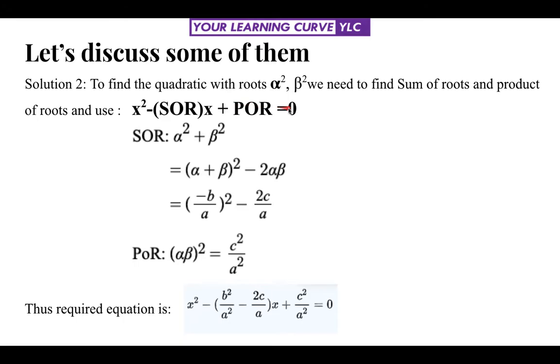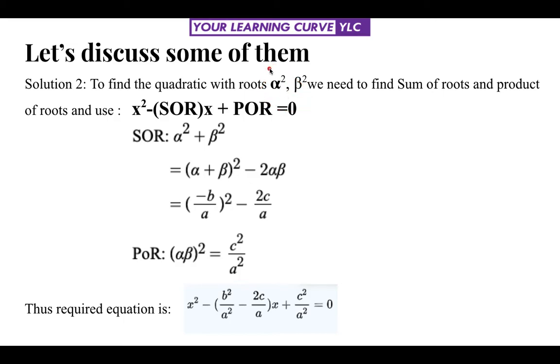Let's discuss the second one, where you have to find the quadratic equation whose roots are alpha square, beta square. We always know that the quadratic equation is x square minus sum of roots into x plus product of roots is equal to 0. If roots are alpha square, beta square, then for sum of roots we have to find alpha square plus beta square, and for product of roots, we need to find alpha square into beta square.